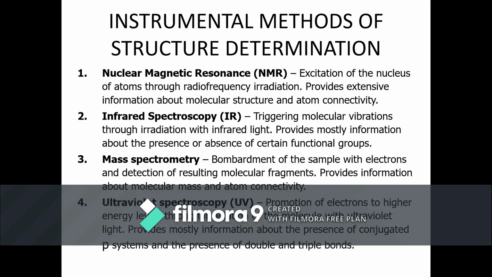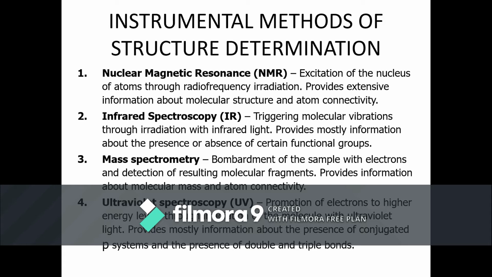Infrared spectroscopy, or IR, triggers molecular vibrations through irradiation with infrared light. It provides mostly information about the presence or absence of certain functional groups. Mass spectrometry is the bombardment of the sample with electrons and detection of the resulting molecular fragments. It provides information about molecular mass and atom connectivity.